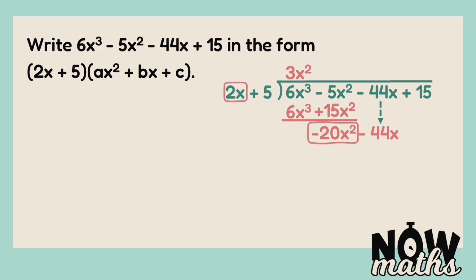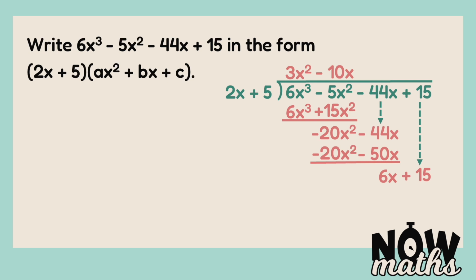Our next division is negative 20x squared divided by 2x, which is negative 10x. We then multiply the negative 10x by 2x add 5. So negative 10x multiplied by 2x is negative 20x squared, and negative 10x multiplied by 5 is negative 50x. We then subtract to work out the remainder. So we can see the negative 20x squared term will cancel, and then negative 44x subtract negative 50x gives us positive 6x. And we bring down our final term from the cubic, which is 15.